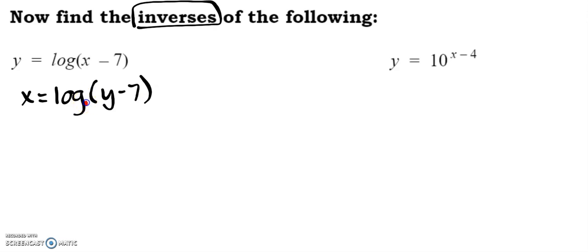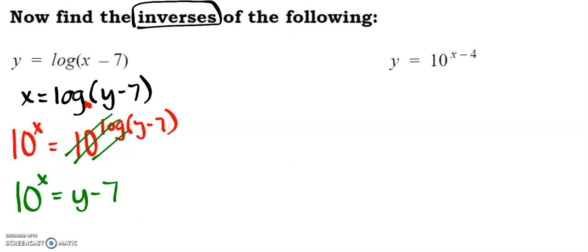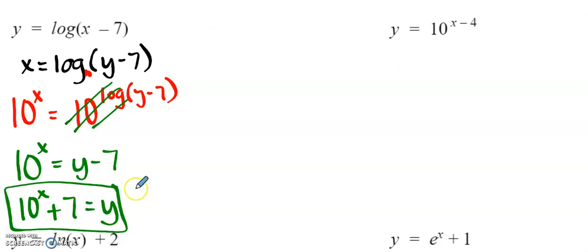So remember, this is really a base 10. So I'm going to use an exponential of 10 on both sides. Because now on the right side, my 10 and my log will cancel. And now all I need to do is add 7 to both sides. So 10 to the x plus 7 is my inverse of this original equation.